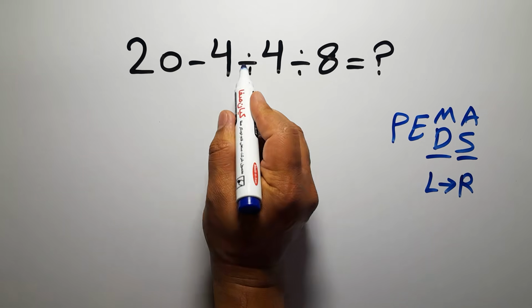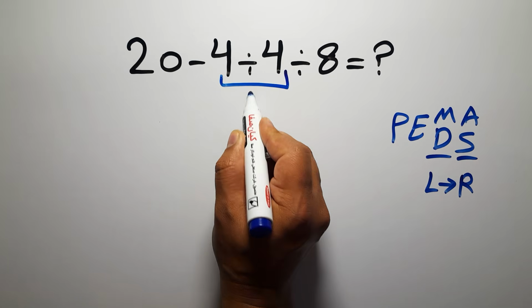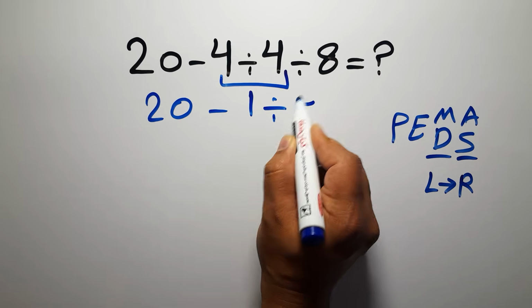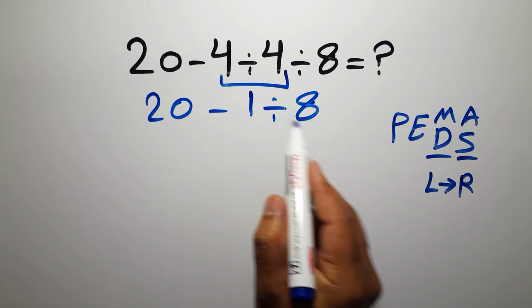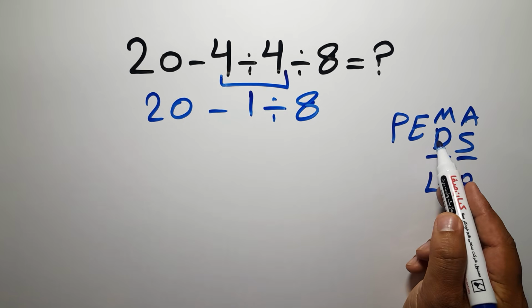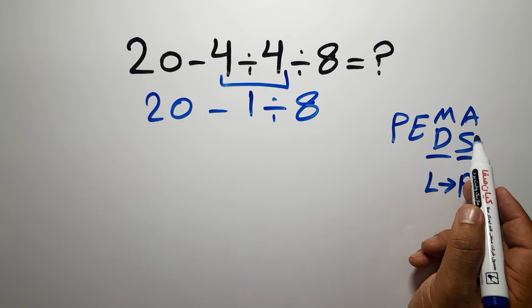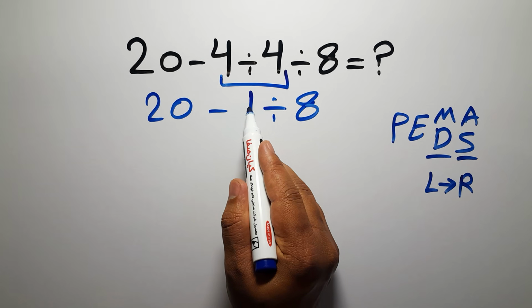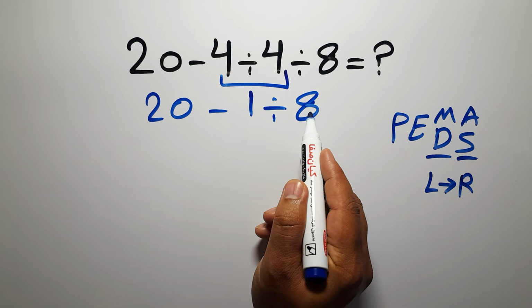So first 4 divided by 4, which gives us 1. Now we have 20 minus 1 divided by 8. In this step, first we have to do this division because division has a higher priority than subtraction in PEMDAS. So now we have to do this 1 divided by 8.